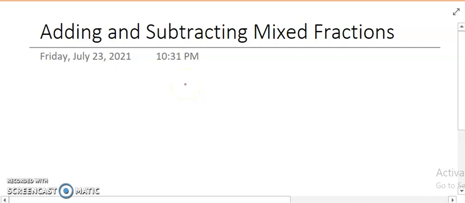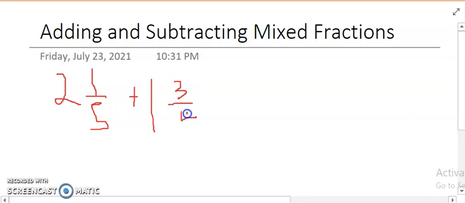Now I'm going to add mixed fractions. So let's use this question. I have questions with me. So whole number 1/5. Now this is the first question we'll be treating today.